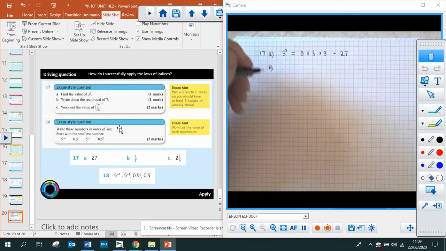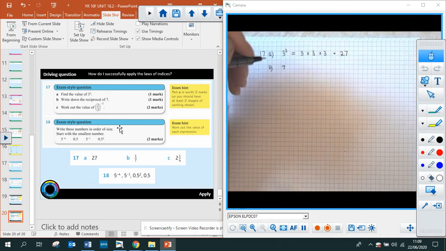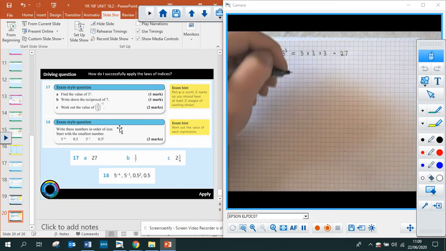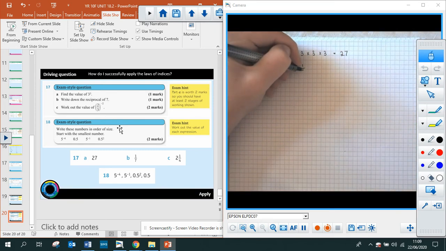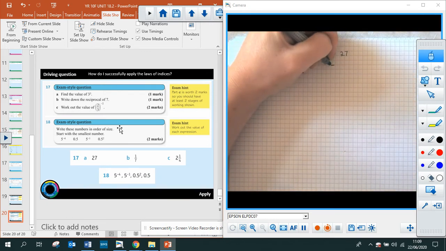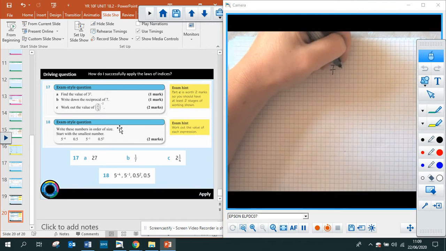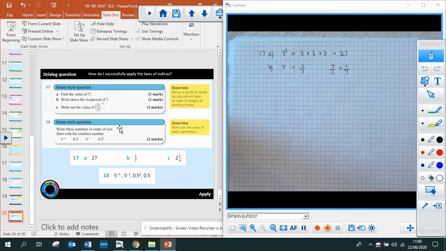Part B has asked you to write down the reciprocal of 7. Okay, so write down the reciprocal of 7, and you should know from your previous lessons that's just 1 over 7. If you're not sure about that one, remember 7 or any whole number is the same as that whole number over 1, and then we know the reciprocal, we just flip. So that's 1 over 7.